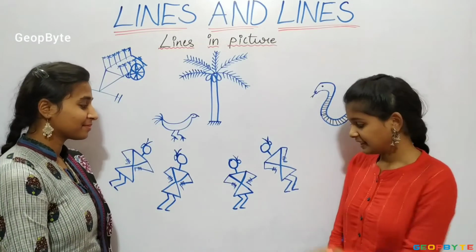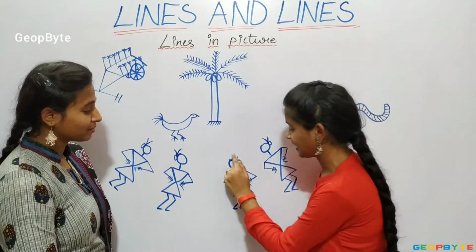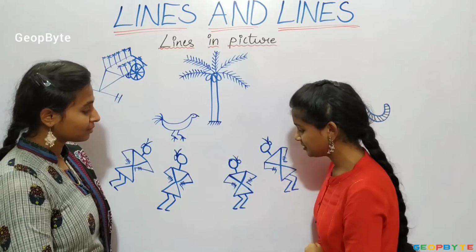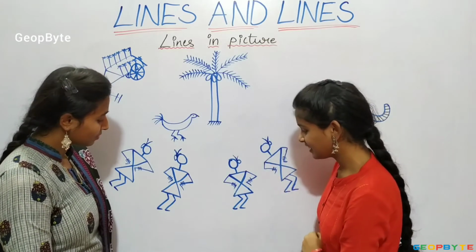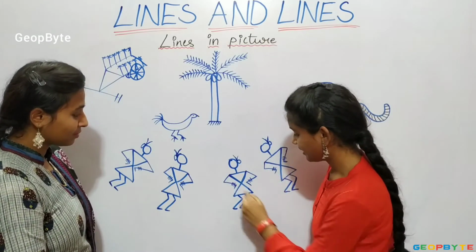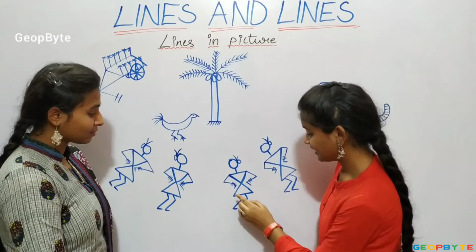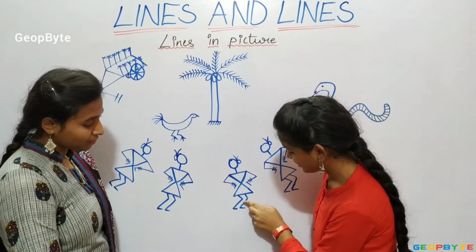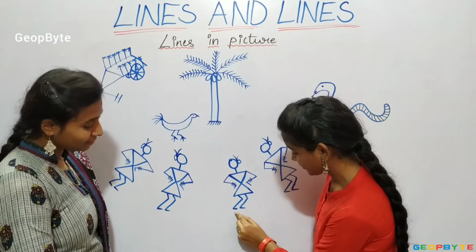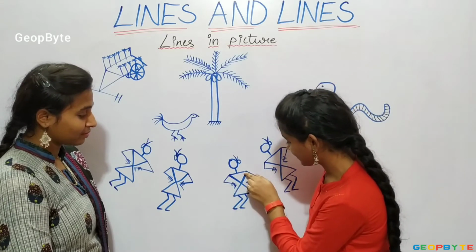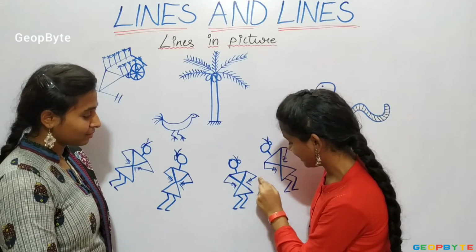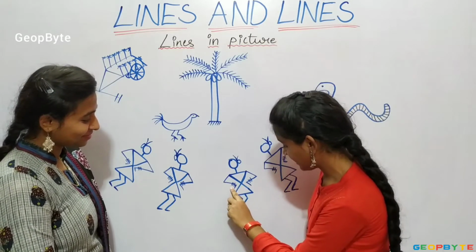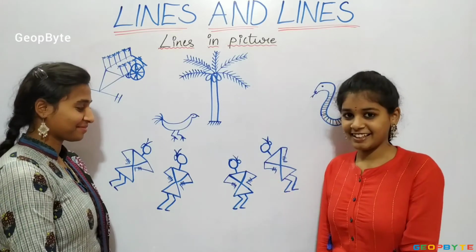Now let us see this person. There is a curve here, another curve, 2 small curves, 1 slanting line, 2 slanting lines, another slanting line, 2 slanting lines, 2 slanting lines, 2 sleeping lines, 2 slanting lines, 2 slanting lines, 2 slanting lines, 3 slanting lines and 3 slanting lines.